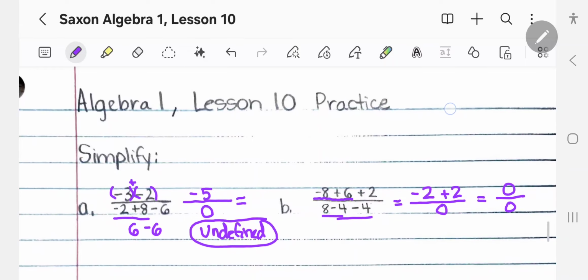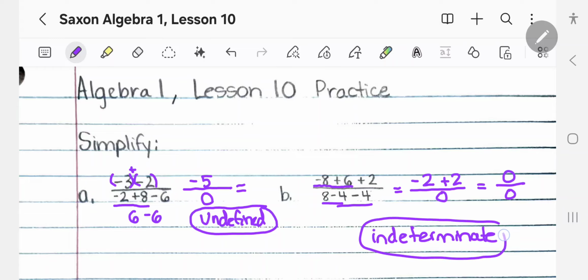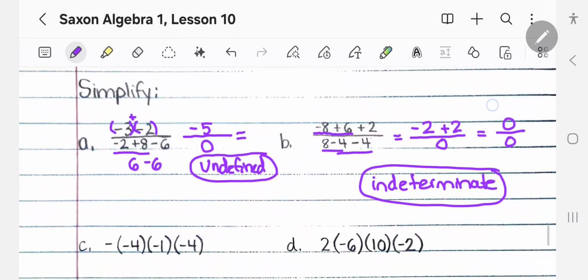And if you look back at your lesson, it said if you had 0 divided by 0, it has its own special term. It's called indeterminate. Okay, you cannot determine an answer. How many zeros are in 0? Well, we can't comprehend that, right?